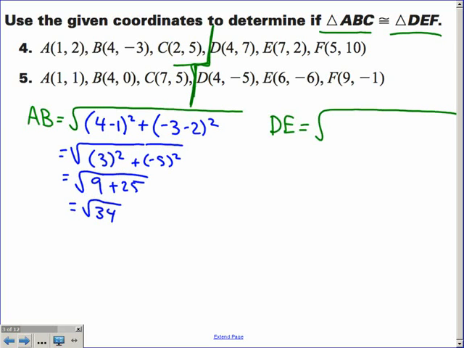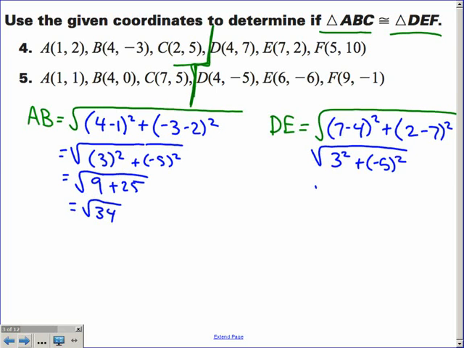For DE, we would say something like 7 minus 4 squared plus 2 minus 7 squared. That would give us the square root of 3 squared plus negative 5 squared. It's actually the same numbers we just dealt with. So it's 9 plus 25. Well, that's the square root of 34. So again, it's using the distance formula. Are these two equal? Yes. So we have basically one set of sides that are congruent. Can we just say yes then? Are we good? No. What do we have to do after that?